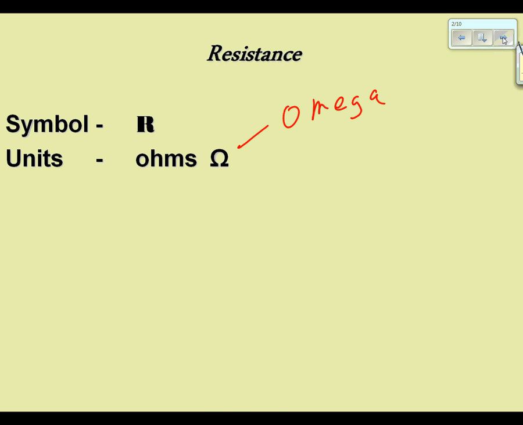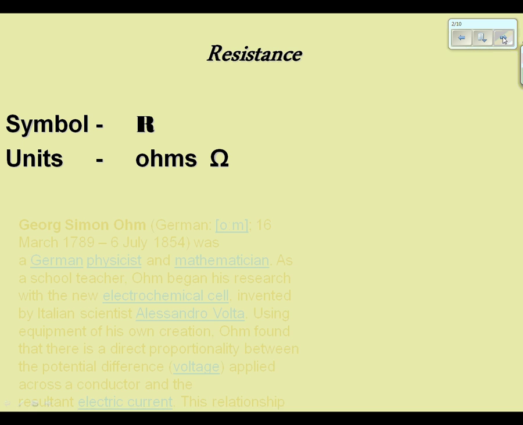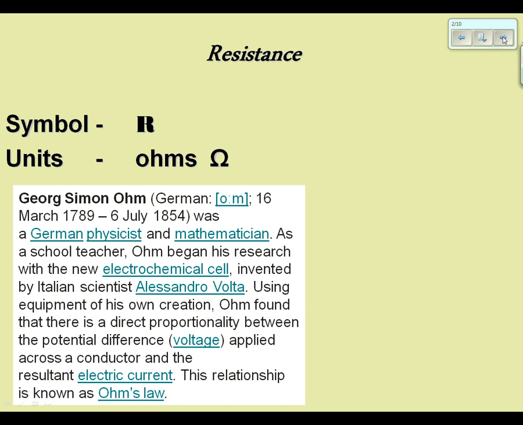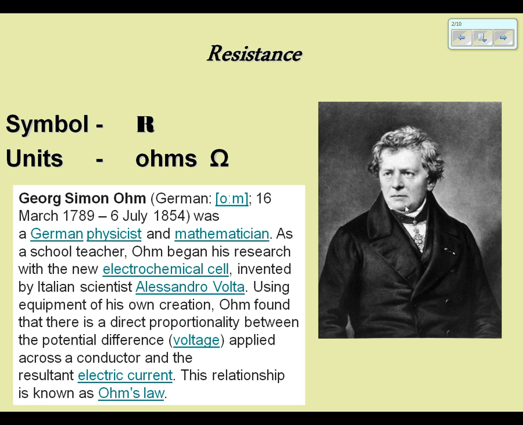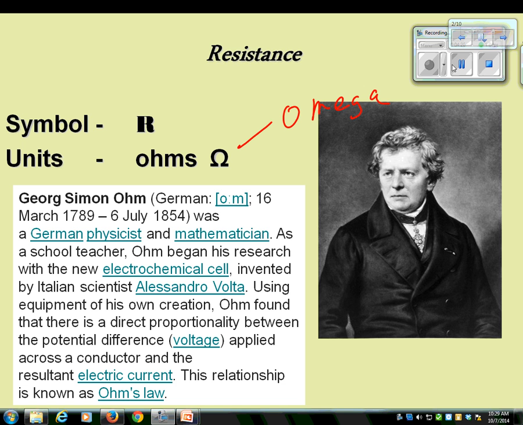And it was named after anyone? That guy, yeah, George Simon. Oddly enough, his last name was Ohm. Where's his picture? Come on, give me the picture. There he is. Okay, so yes, George Simon Ohm. He was a German physicist and mathematician. As a school teacher, Ohm began his research with the new electrochemical cell invented by Italian scientist Alessandro Volta.